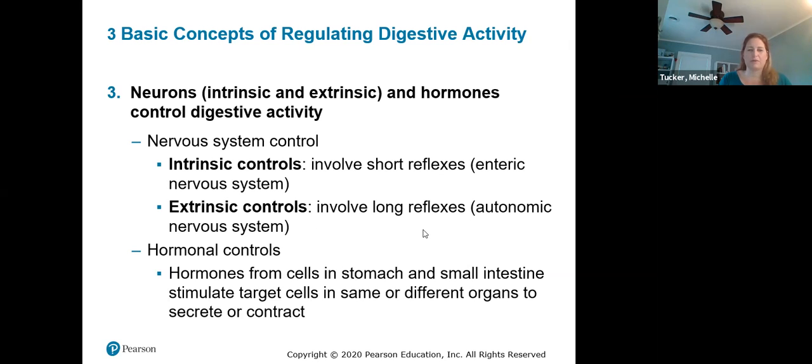There are also hormonal controls. Again, if you harken back a semester, you might remember ghrelin or gastrin or cholecystokinin. We'll be talking more about those when we get to metabolism, that are going to target cells to aid in digestive processes.